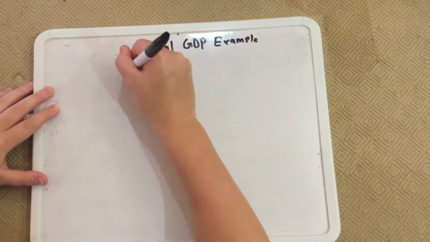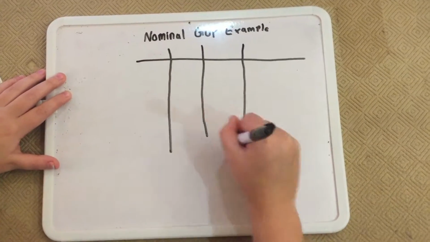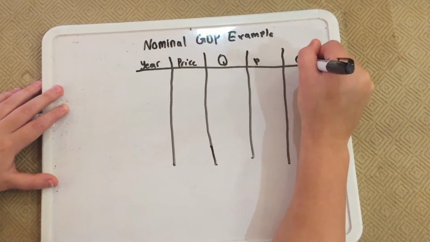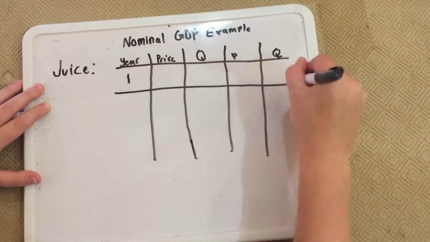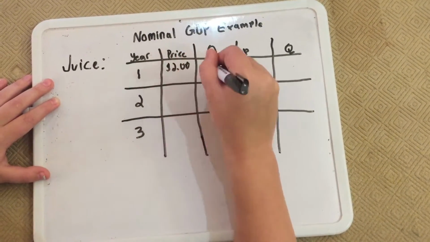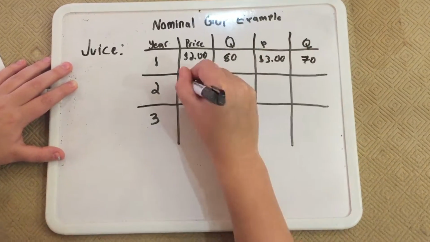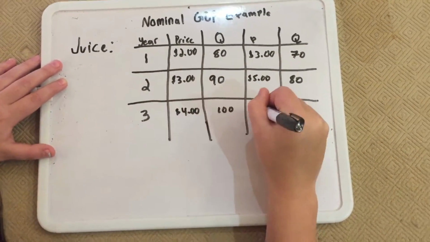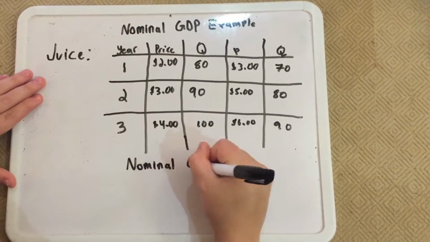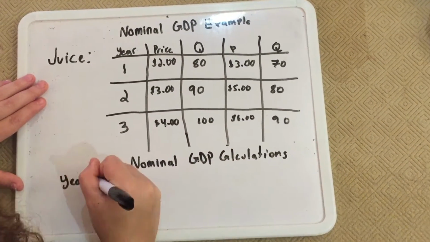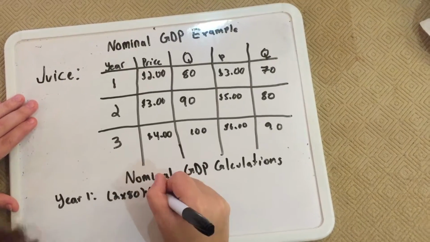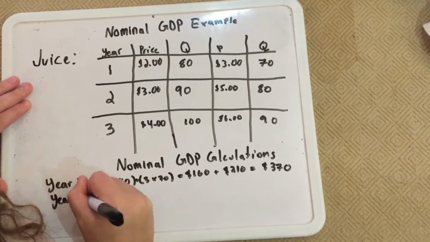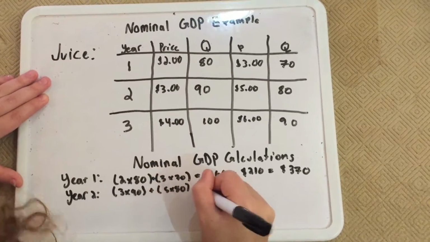Now we are going to be calculating nominal GDP for 2 types of juices. This formula is quantity times price within the same year. For year 1, the nominal GDP is 2 times 80, which gives you 160, plus 3 times 70, which gives you 210, making total nominal GDP 370. Year 2 is 3 times 90, which gives you 270, plus 5 times 80, which gives you 400. The total nominal GDP is 270 plus 400, which gives you 670.